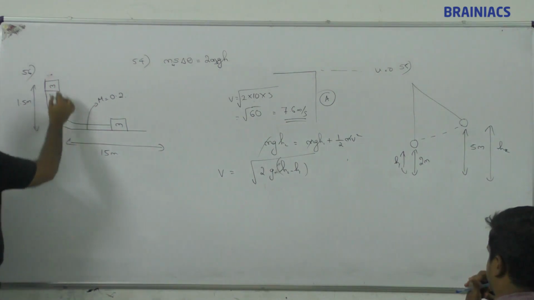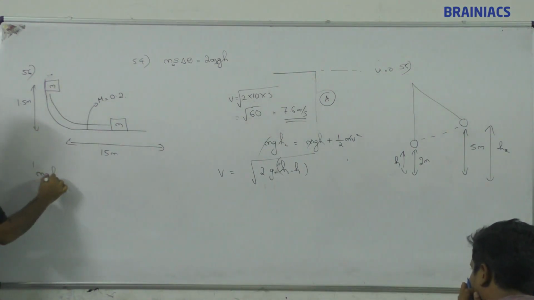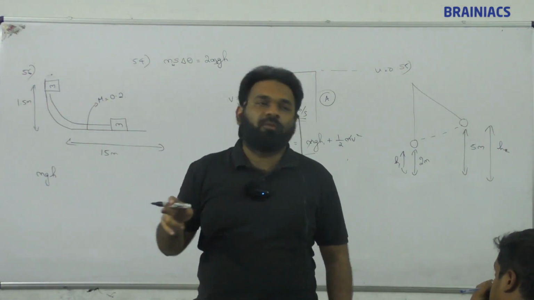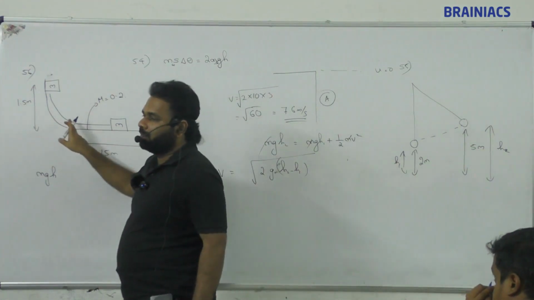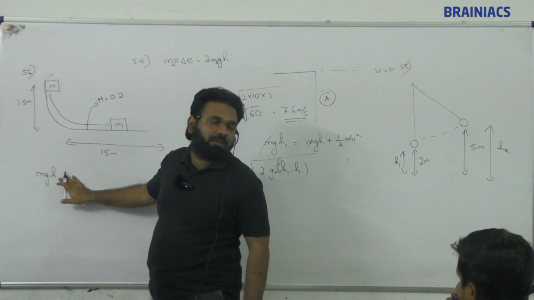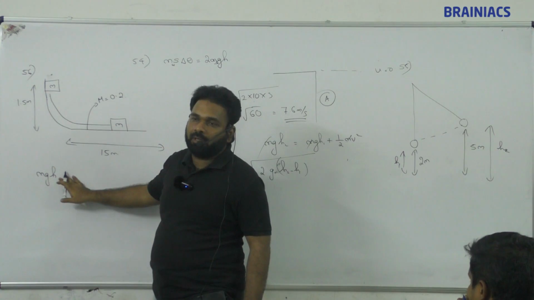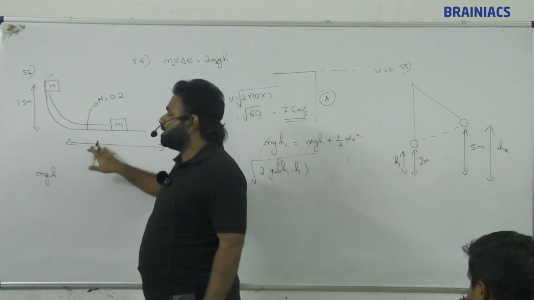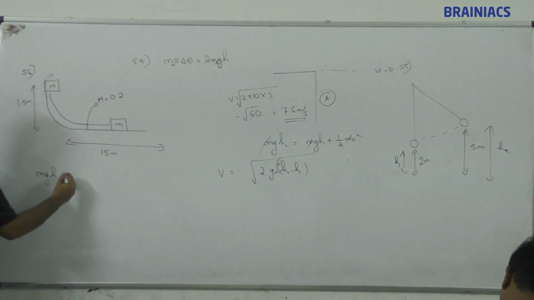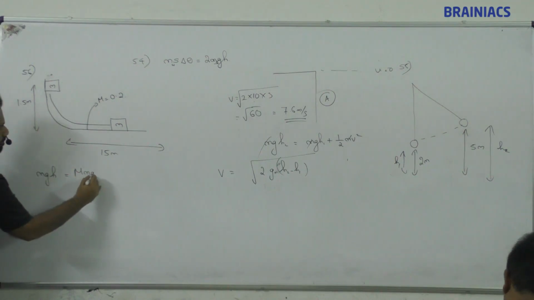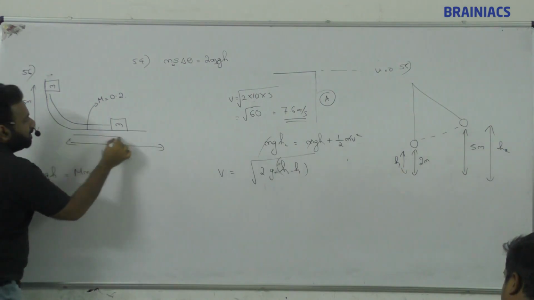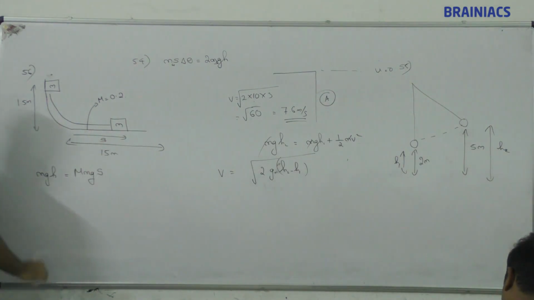What can we do? This is going to be mgh. That full potential energy should be eaten by whom? Friction. Do we need to find the kinetic energy here? Not required actually. This full mgh, this potential energy, will be wasted as the work done against friction. Correct? What is the friction? Mu mg into s, where s is the distance it will cover.